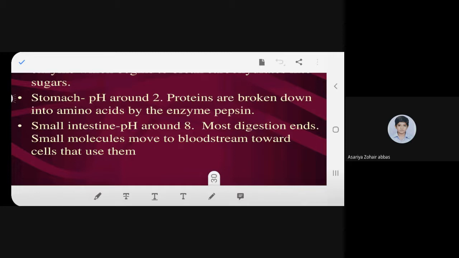Small intestine pH is around 8. Most digestion is completed and small molecules move to the bloodstream towards the cells that use them. Small intestine pH around 8, so that means it is basic. What is the condition in the small intestine? It is basic. Mouth is neutral, stomach is acidic, small intestine is basic. Is this clear?